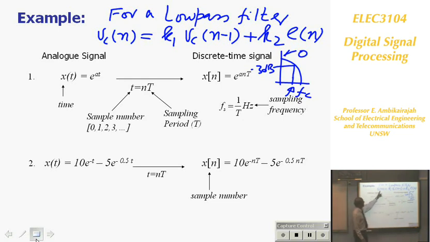So this is a discrete system, and this is called a difference equation. It's a difference equation, okay? Right. Let's finish this up for a second.